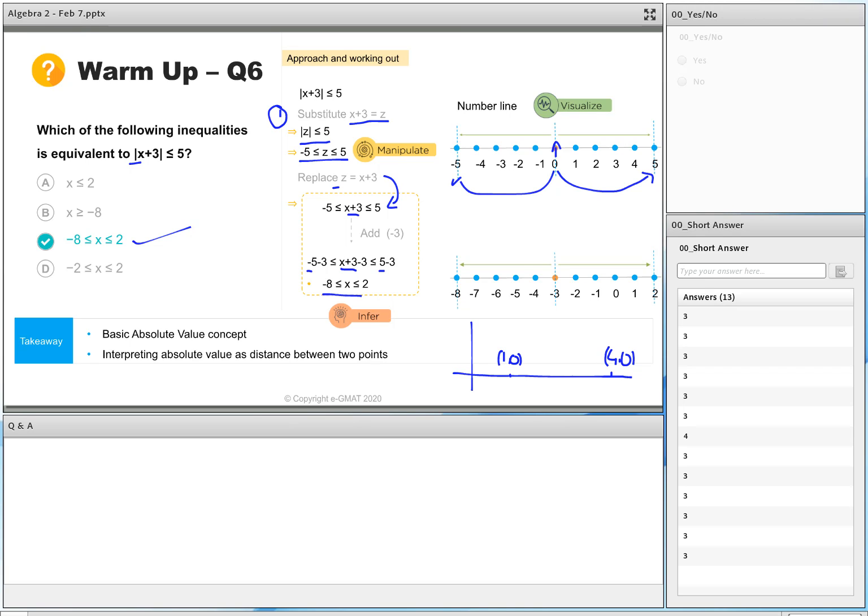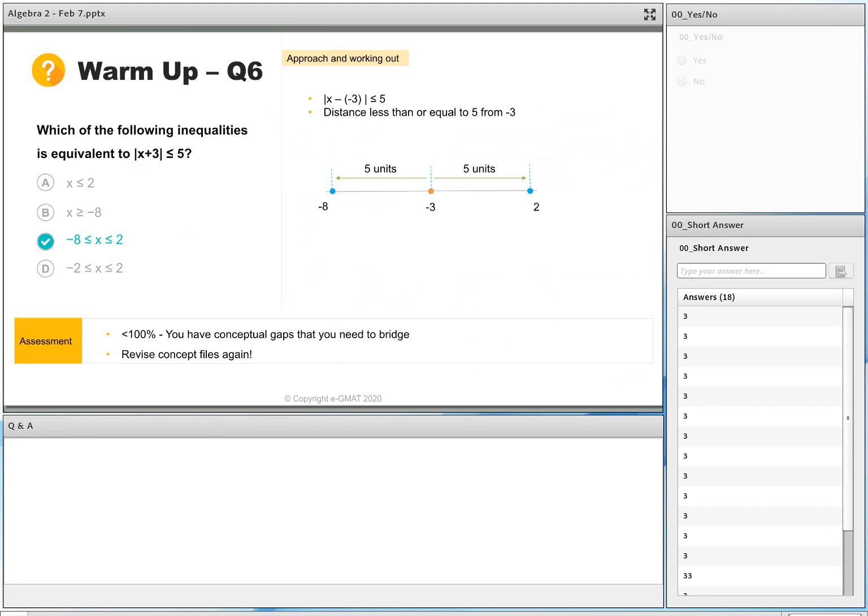You are standing at 1, your friend is standing at 4. Absolutely correct. The distance between you and your friend is 3 units. How did you calculate? You subtracted your location with respect to your friend's location, right? You subtracted this point 1 from 4, and that's how you reached your answer. We'll do the same thing to understand absolute inequalities, or to understand absolute values.